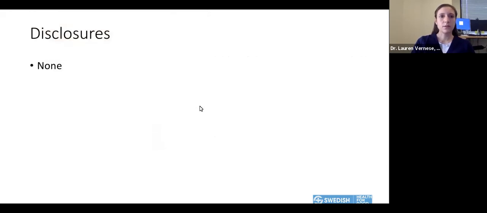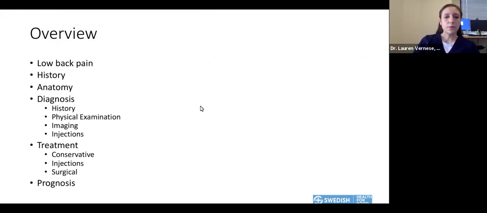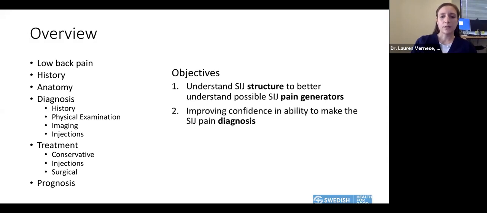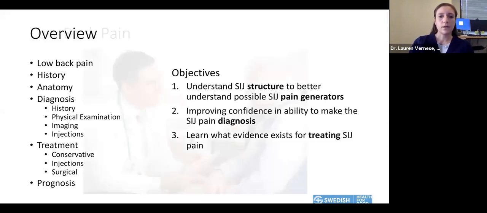I have nothing to disclose. Here's a brief overview of what we're going to be talking about today. And again, hopefully we'll have time at the end to do a little discussion. Our objectives today, first, are to understand the SI joint structure and possible SI joint structures that can cause the pain. Also to improve confidence in the ability to make a diagnosis of SI joint pain, and learn what evidence exists for treating SI joint pain as well.